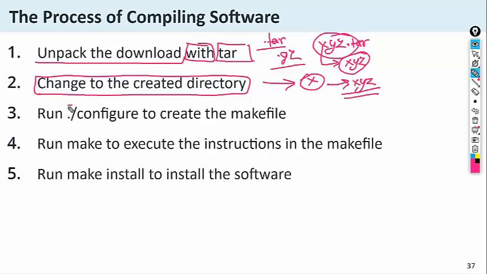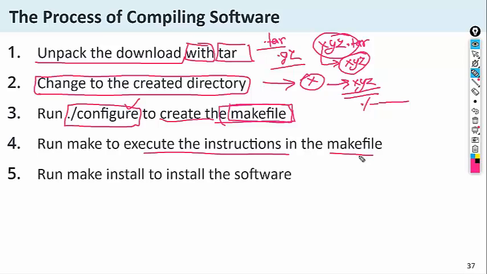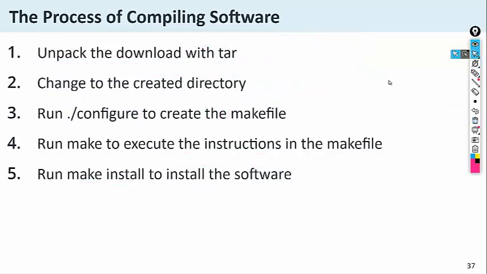Now there you will find a file, the configure file. So you can run ./configure to create the makefile. Once you run configure, it will create a makefile. Then you will have to run make to execute the instructions in the makefile. Once you run it, run make install to install the software. These are the processes which can be used.